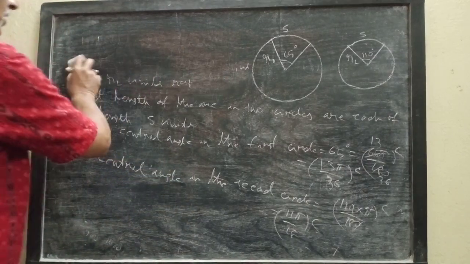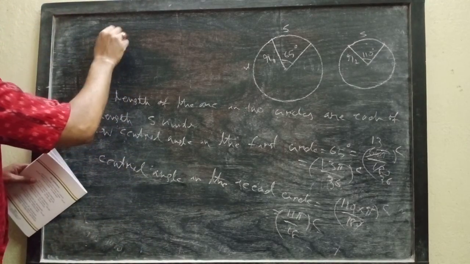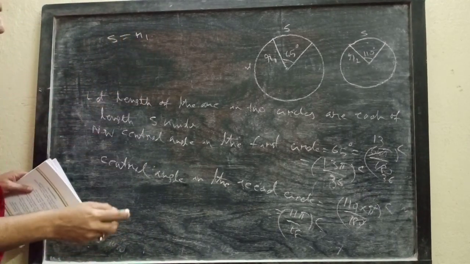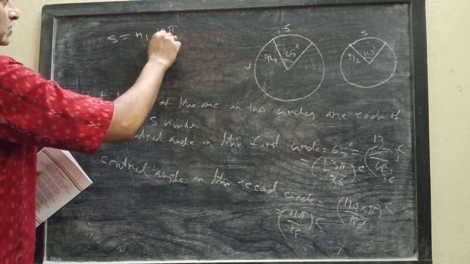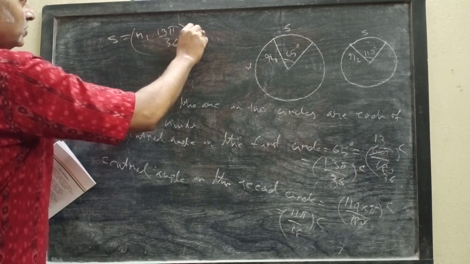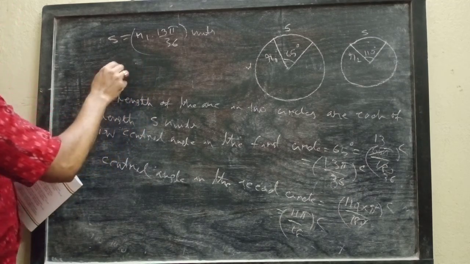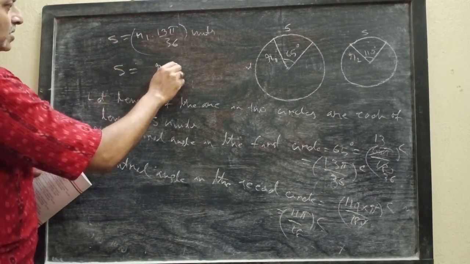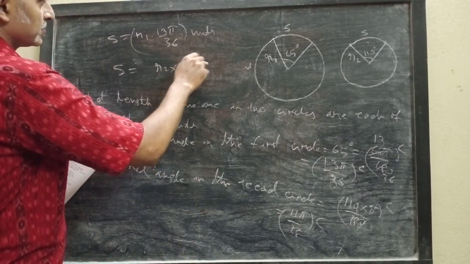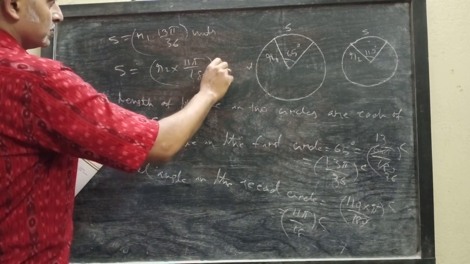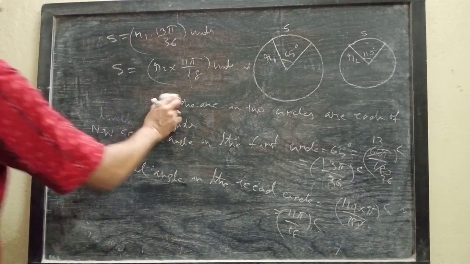Now for the first circle we have S equals R1 into the first angle 13 pi by 36 units. And for the second circle, S equals R2 into angle 11 pi by 18 units. As both are equal to S, they are equal.